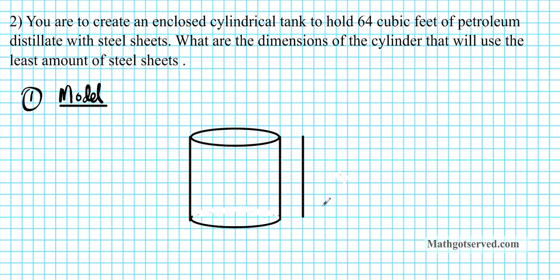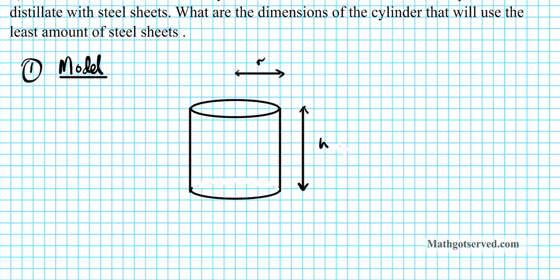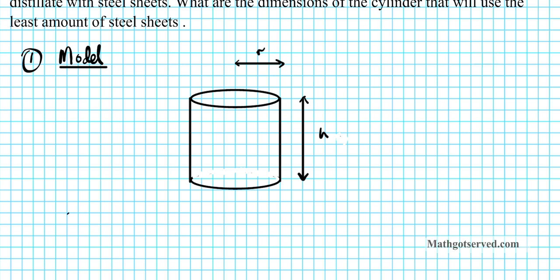We're going to call that H. So let's call the height H. And then the radius is going to be R. Okay, so the radius of our cylindrical tank, let's call that R. All right, so the height is H and the radius is R. Okay, let's start off with our optimization function.